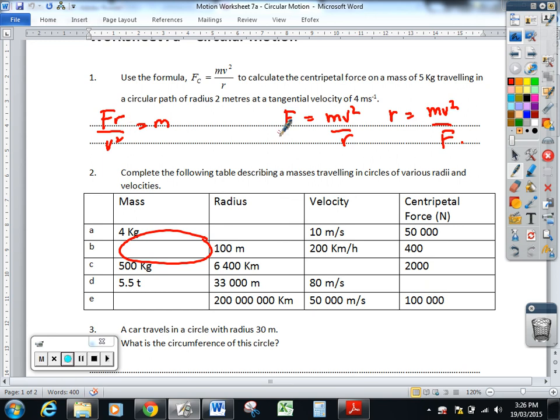So I want you to take a few moments and answer question 2 using that and check your answers with the solutions on the website.